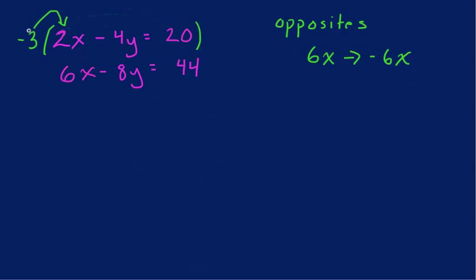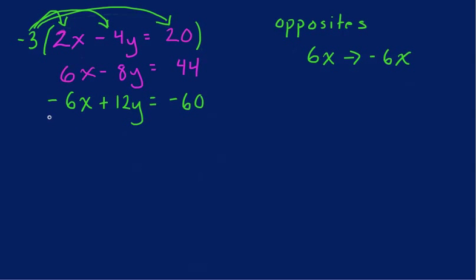Now, a lot of times students ask, well, why do you even have to do that? Because we have two variables in the equation right now, and you can never solve an equation when there's two variables in there. So this is allowing us to just use one variable. So if I do -3 times 2x, I get my -6x. Great. -3 times -4y gives me a positive 12y. And that equals -3 times 20, which is a -60.